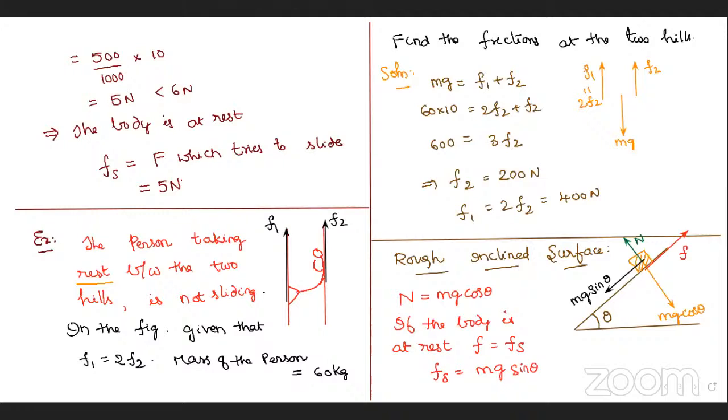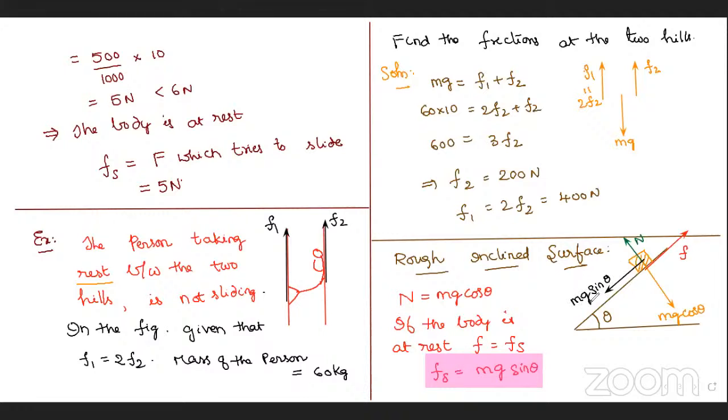Do you have any doubt on this point, Nana? When the body is at rest, do you have any doubt? No. Okay. Then the body which is at rest here on the inclined surface, how to slide it downwards? By increasing the sliding force. Am I right? Means by increasing mg sine theta.